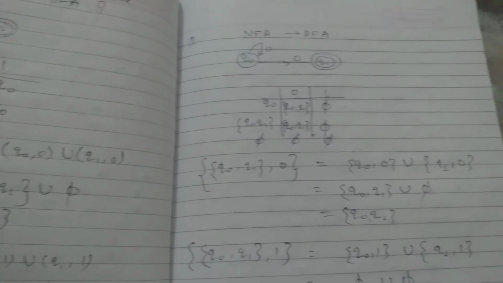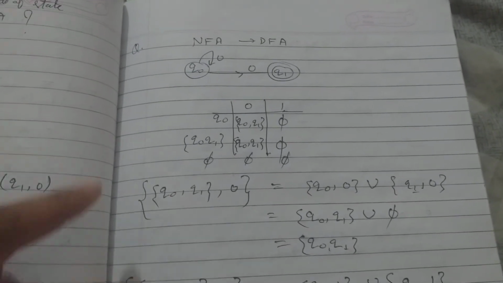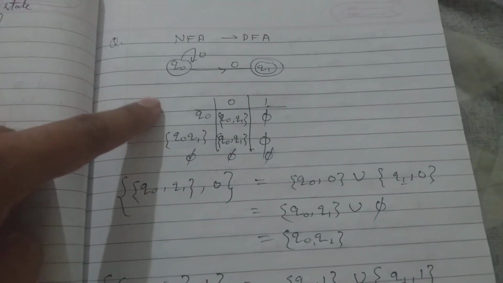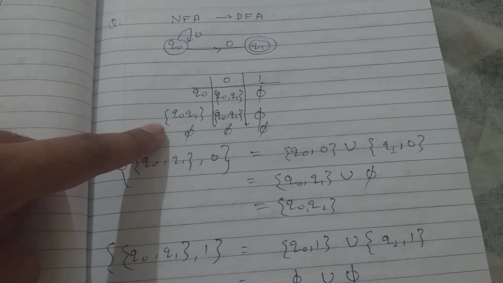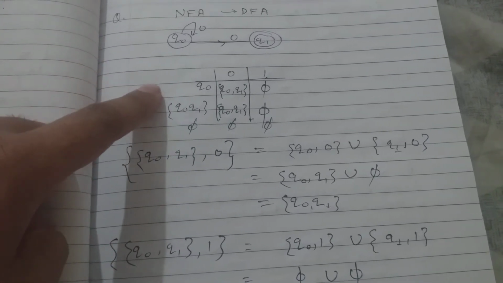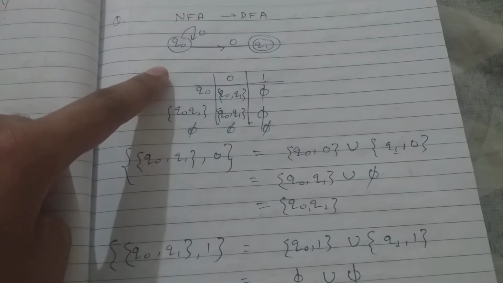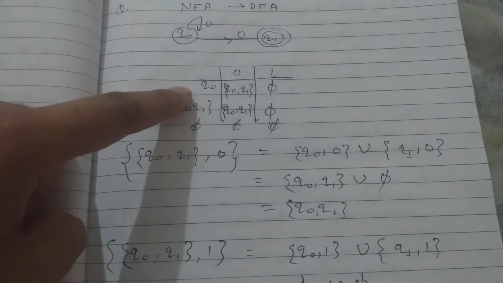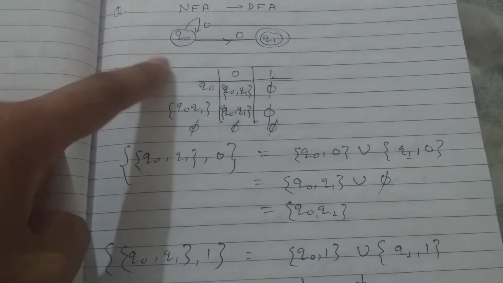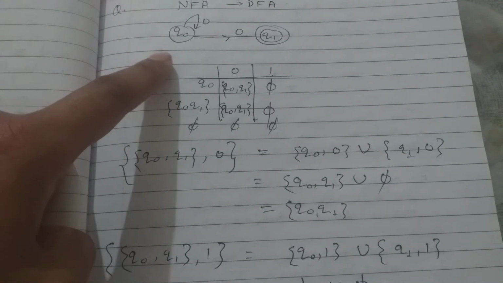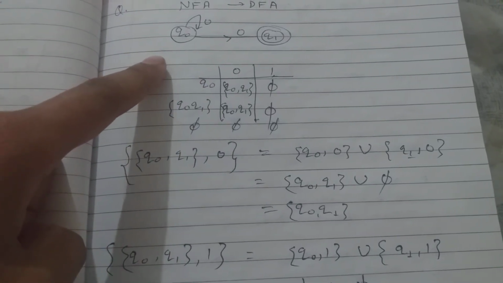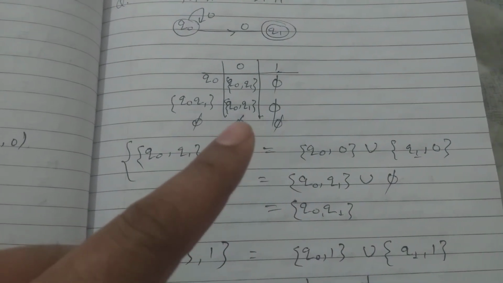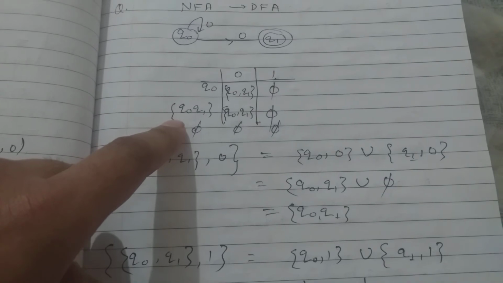Let us take another example. Here, as per the previous question, we have a similar NFA, and we will construct a successor table in which we will give input 0 and 1. When we give input 0, it gives q0 q1, and when we give input 1, there is no transition for that, that's why we have written phi. When there is no transition for any state, we put phi.